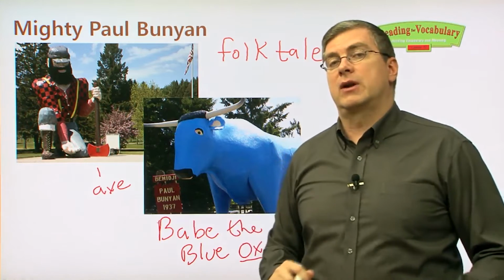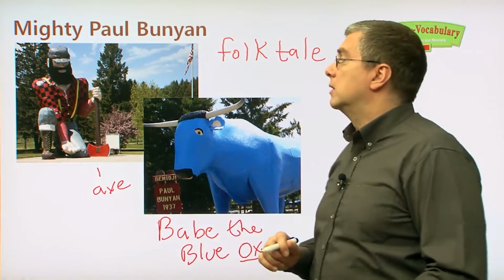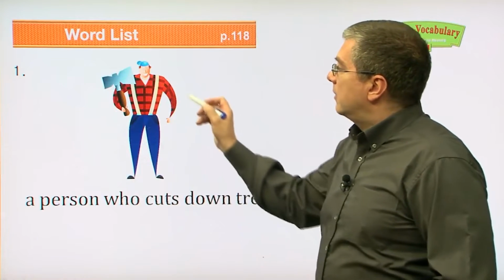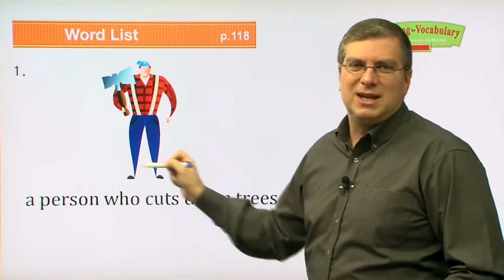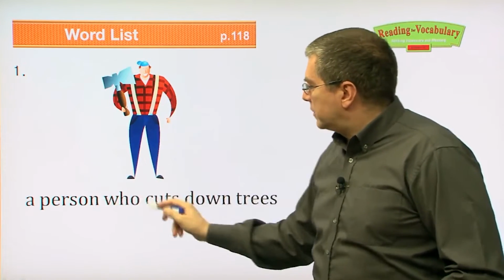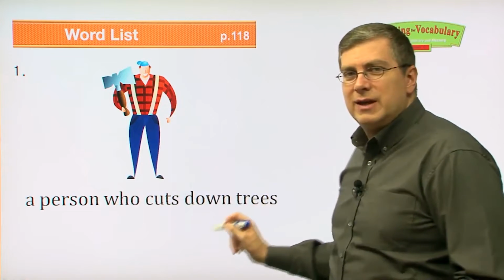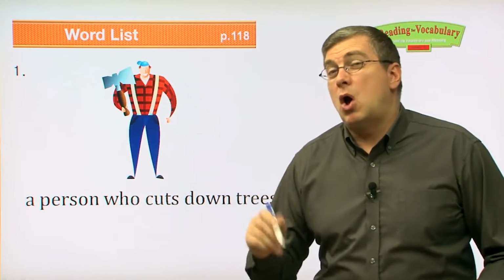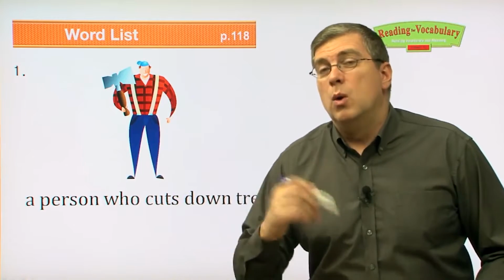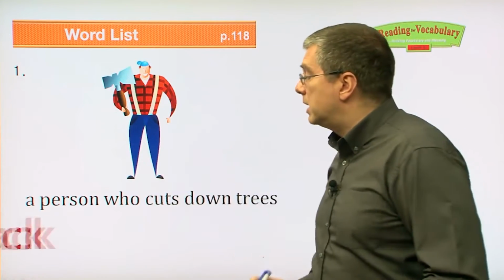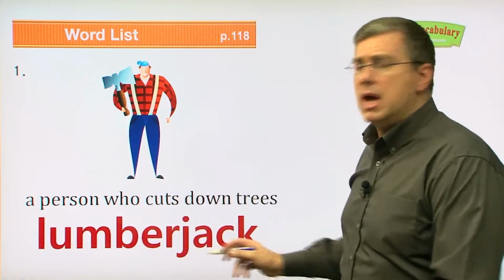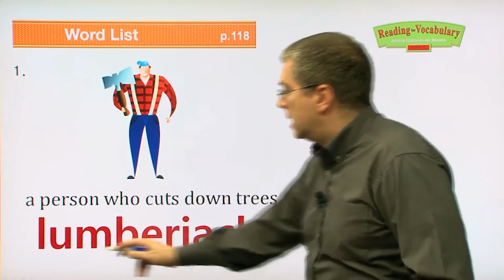But first, let's start with the vocabulary words. First of all, we have this person. He looks familiar. He kind of looks like Paul Bunyan. But this word is a person who cuts down trees. This describes Paul Bunyan's job. What was Paul Bunyan's job? What was he? That's a big word, a lumberjack.